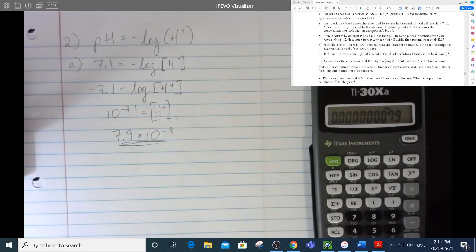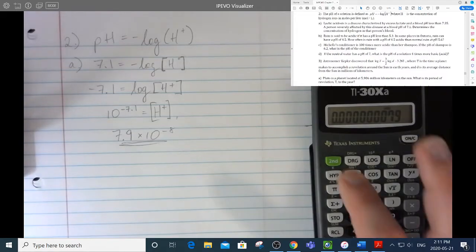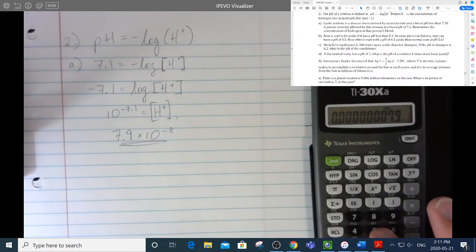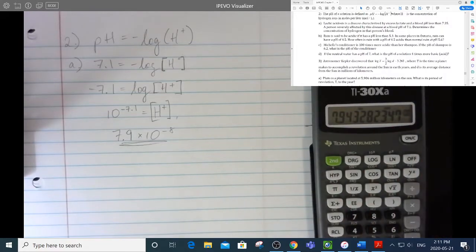Now, how do you change that to scientific notation if you want it? On this calculator, it is Shift 5. Can you see that? Shift 5, and there we go. Boom, you're in scientific notation.